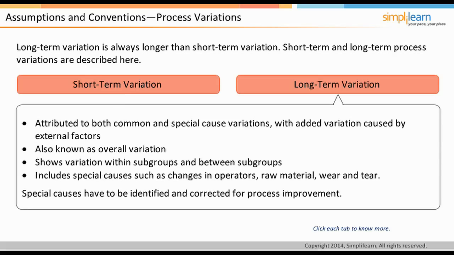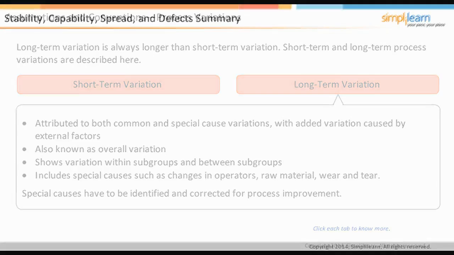Long-term variations are due to common as well as special causes. The added variation or abnormal variation is due to factors external to the usual process. Long-term variation is also known as the overall variation and is a sample standard deviation for all the samples put together. Long-term variation shows variations within the subgroup and between subgroups. Special causes increasing variation include changes in operators, raw material, and wear and tear. The special causes need to be identified and corrected for process improvement.